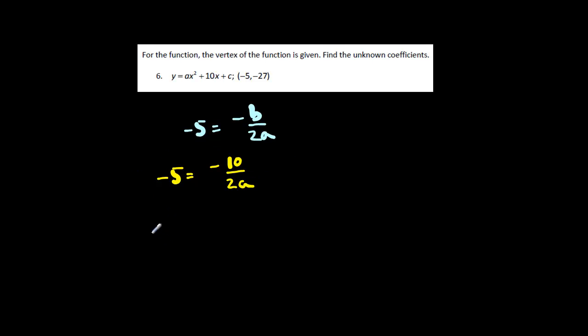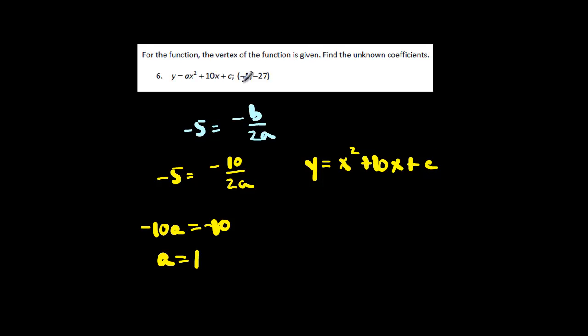Multiply both sides by 2a. So you get negative 10a equals negative 10. So a is 1. If a is 1, let's put that in there. So 1x squared, so let's leave it x squared, plus 10x plus c.